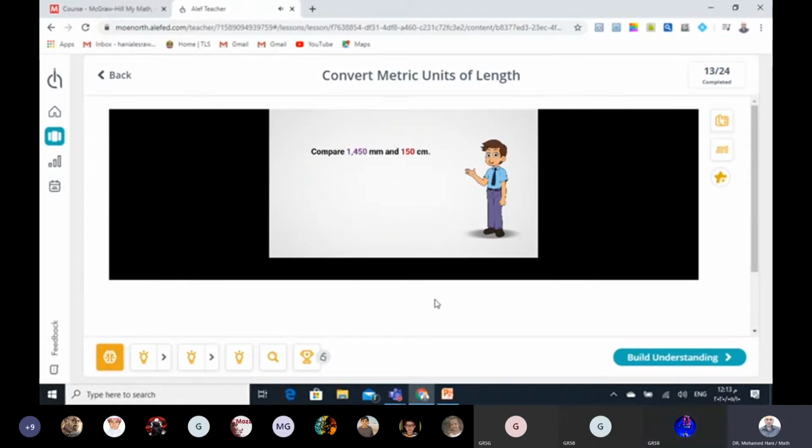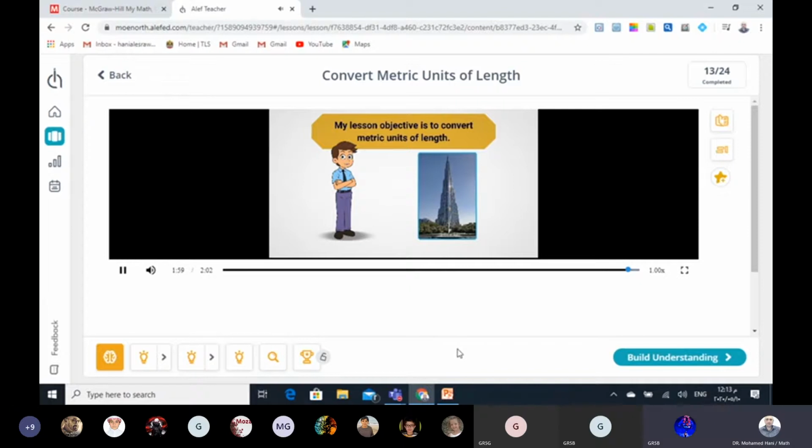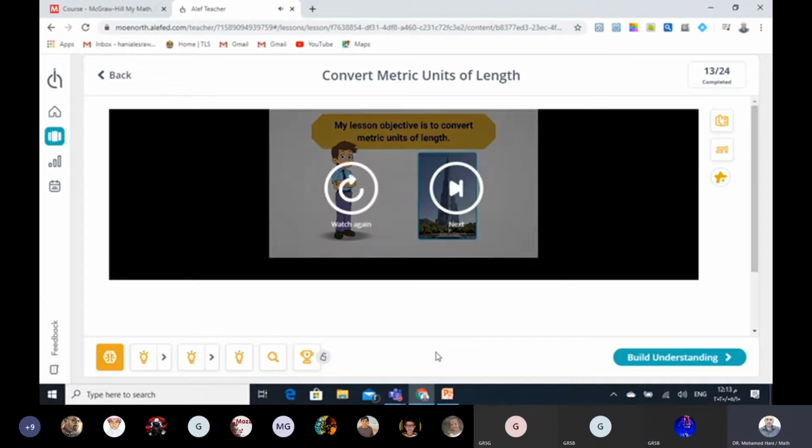For example, I am 150 centimeters tall. My twin brother is 1,450 millimeters tall. How can you compare our heights? You will need to convert one of the units of measurement and then compare. You can write your comparison using the symbol for less than, greater than, or equal to. Are you ready for today's lesson? Your lesson objective is to convert metric units of length.